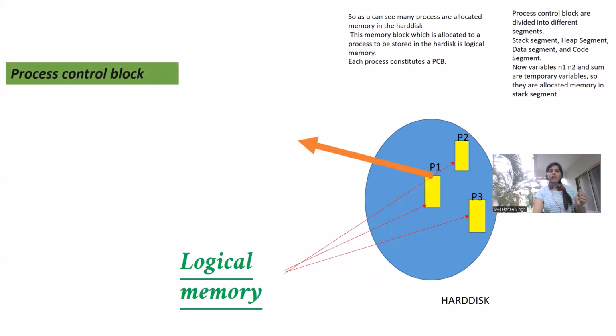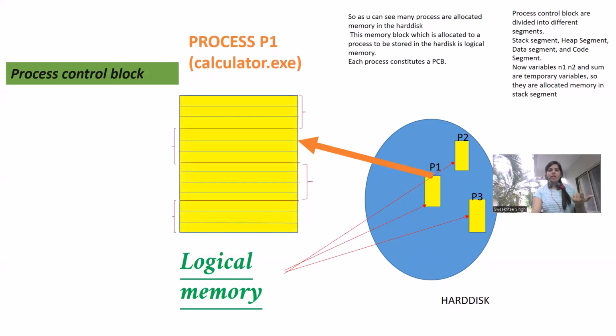Now there is a concept of process control block. So what is that? Actually, each process constitutes a process control block where the memory block is divided into different segments like stack segment, data segment, heap segment and code segment. As we have seen that in our program there are three variables declared, n1, n2 and the sum. So those variables are declared as the temporary variables. So all the temporary variables like n1, n2 and sum get memory allocated in the stack.